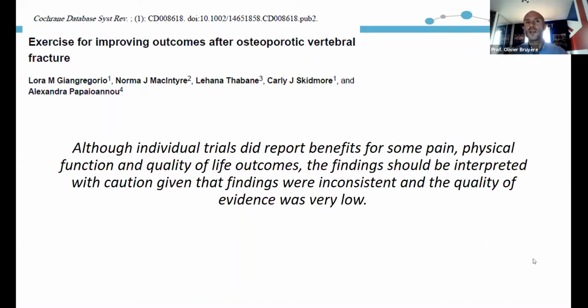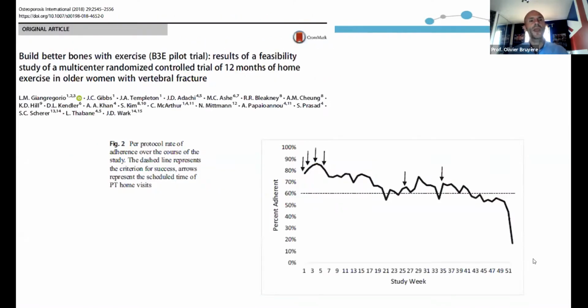However, once again, from what we know in patients without vertebral fracture, and even with the low quality data that we have in patients with vertebral fracture, I think that it's fair for the scientific societies to propose exercises in the management of a patient with vertebral fracture.